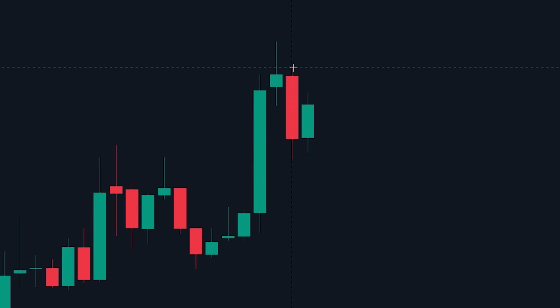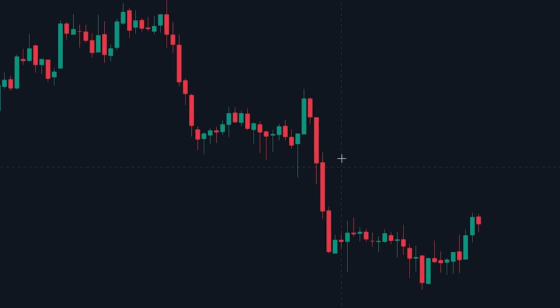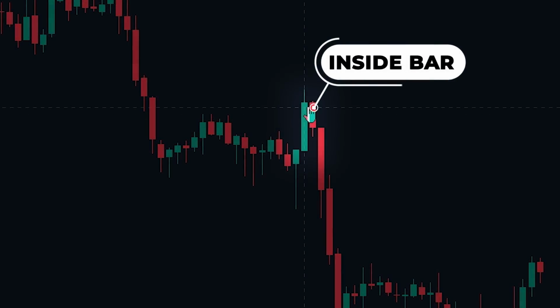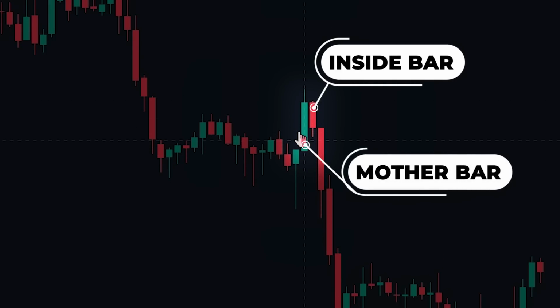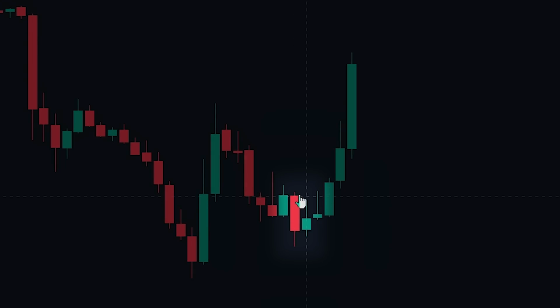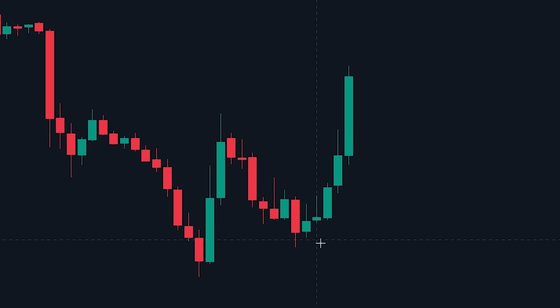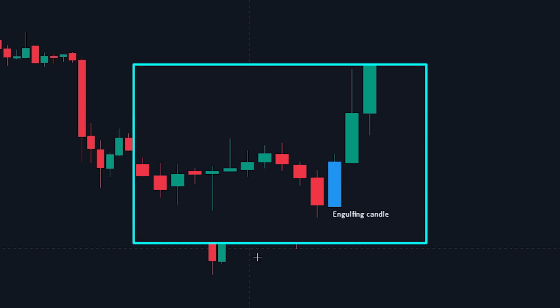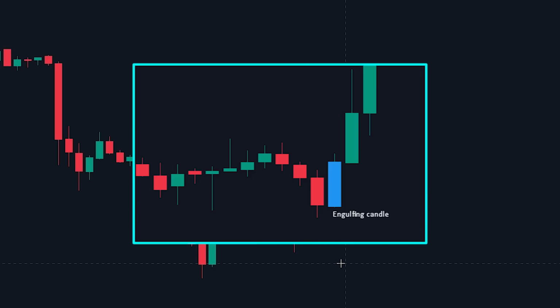An inside bar is a two-candlestick pattern where the second candlestick, known as the inside bar, is completely within the range of the previous candlestick. So in this example, we can see that an inside bar was made here. This is because this candlestick is within the range of the previous candlestick, also known as the mother bar. In this case, we can also see that an inside bar was made. This is because the candlestick is completely contained within the mother bar. This pattern can also be seen as the opposite of the engulfing candle pattern, where the previous bar is smaller and not contained by the next candlestick.